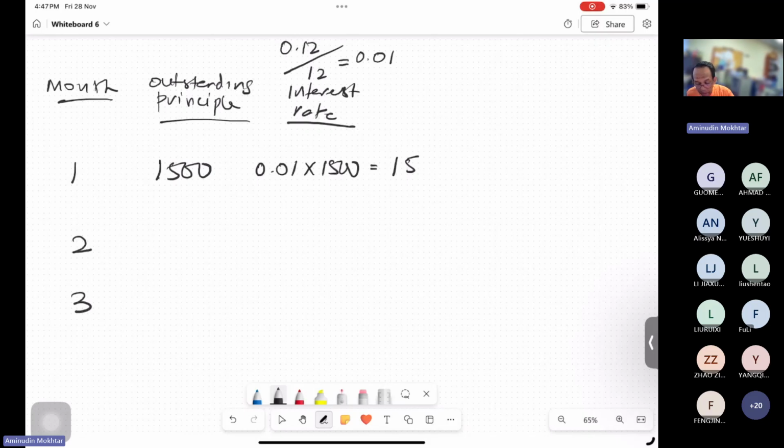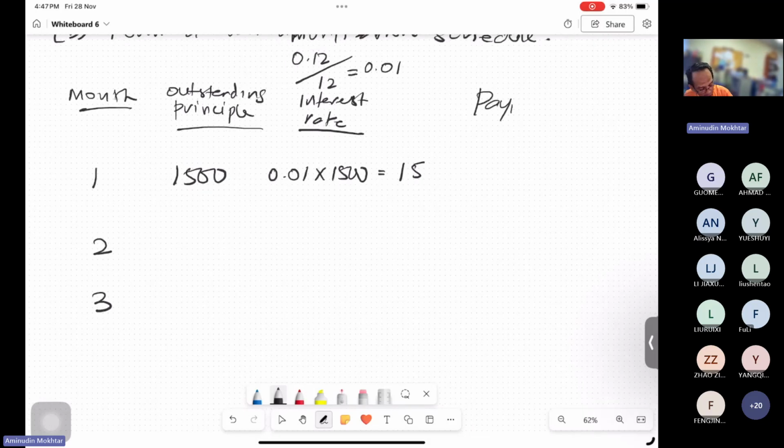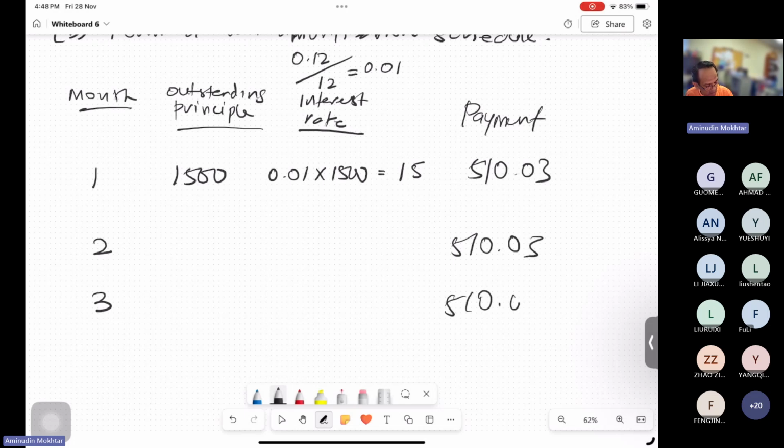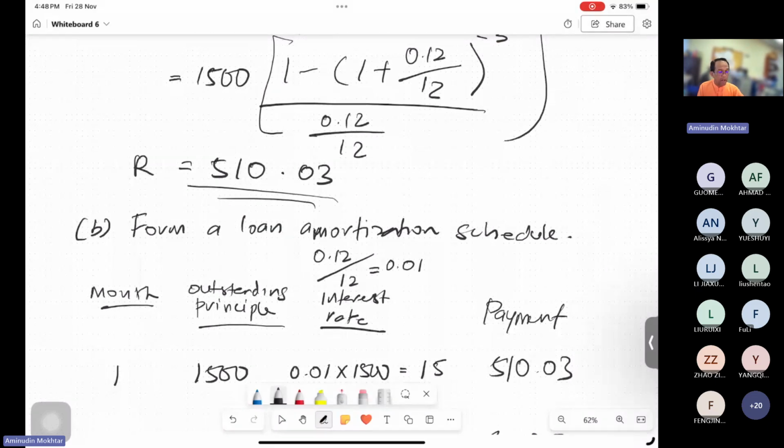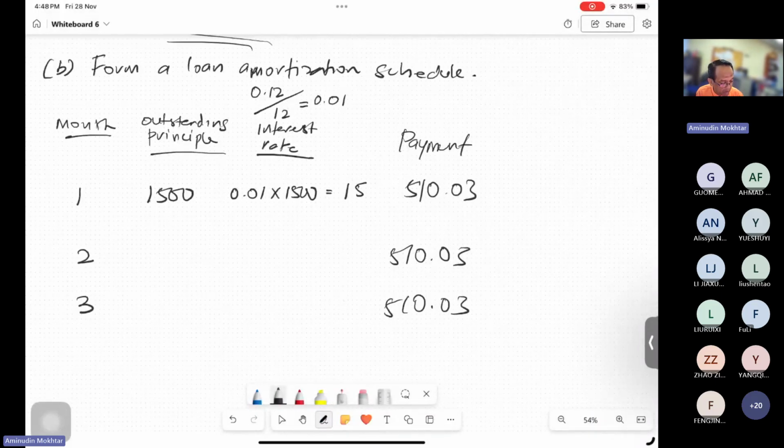And then the payment. You need to make a payment every month. The amount of money that you need to pay back to the bank is fixed, 510 ringgit and 3 cents. It is the same for the second month and third month. This number comes from answer A, which we calculated earlier. The monthly payment is 510 ringgit and 3 cents. You need to pay every month for 3 months.